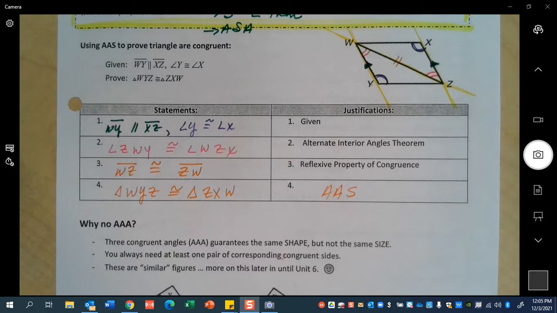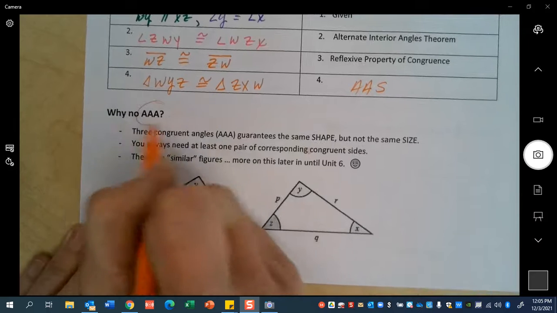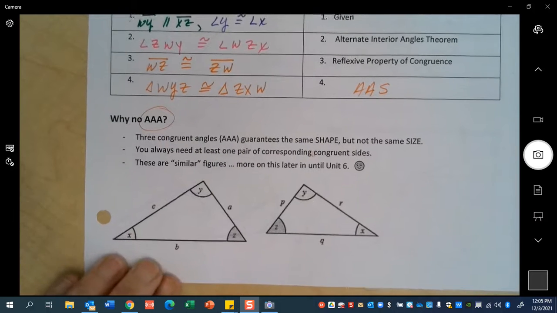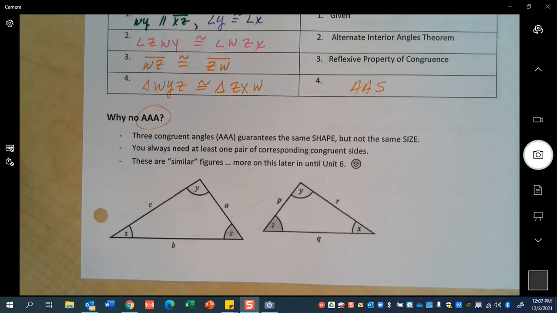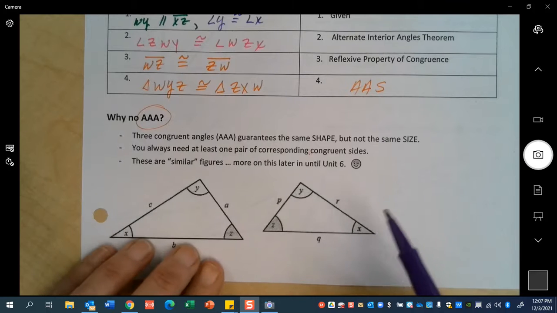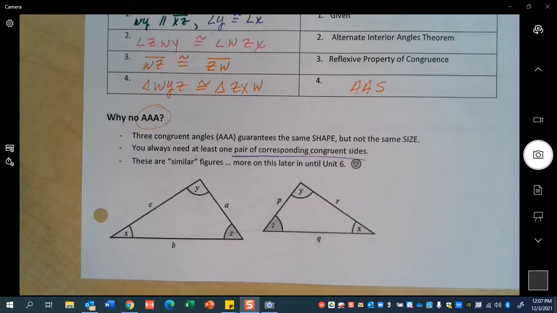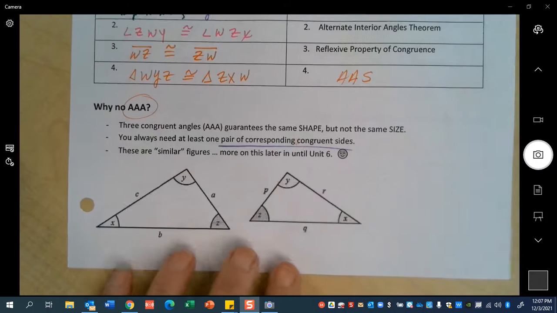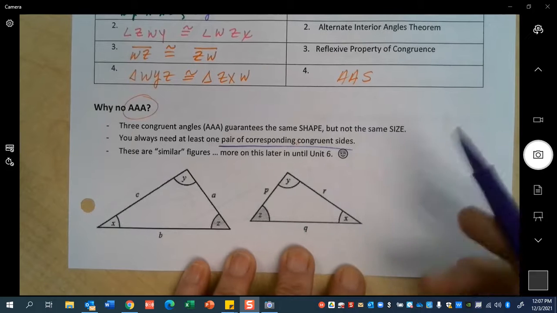All right, next big question. Why do we have no angle, angle, angle? Talk to your group. Read through this and tell me why. Why not? Adne, go ahead. You could have the same angles, but the lengths could be different. Yeah. Perfect. You need at least one side, one pair of corresponding sides. Hey, challenge yourself to draw a triangle that looks like this, but is teensy.